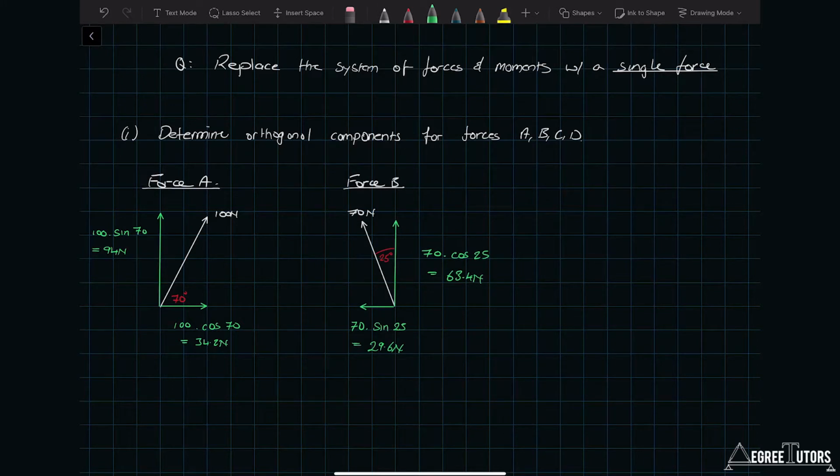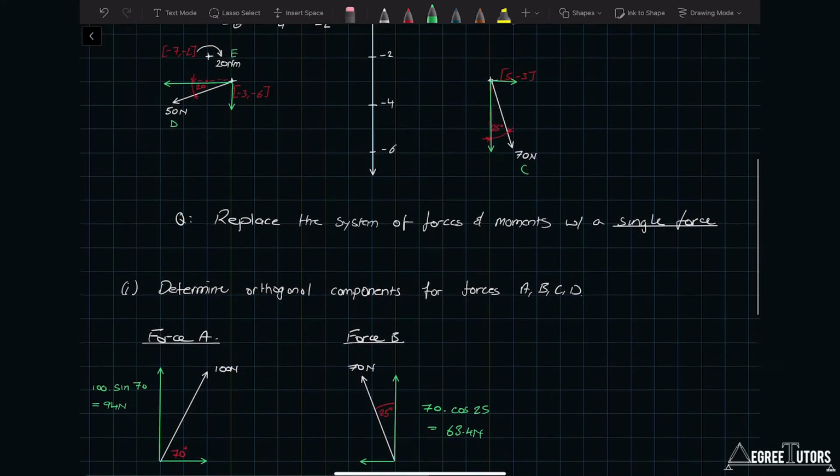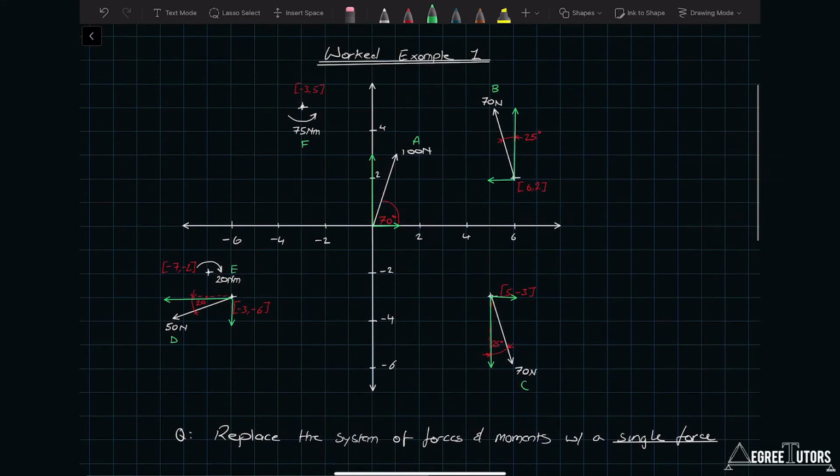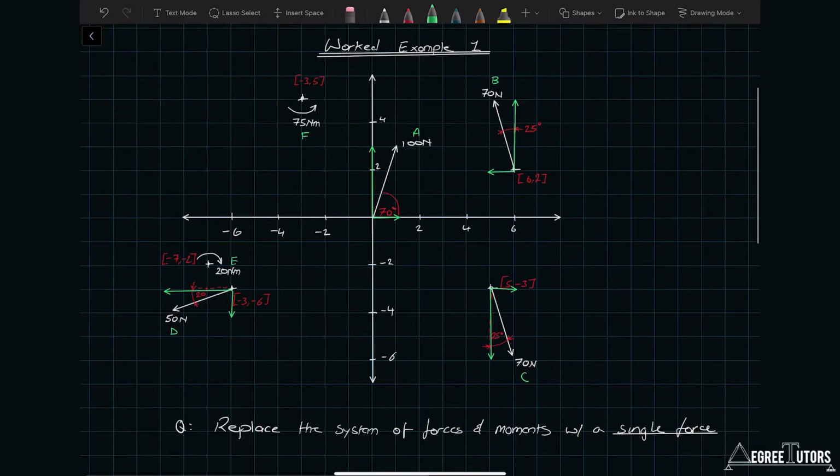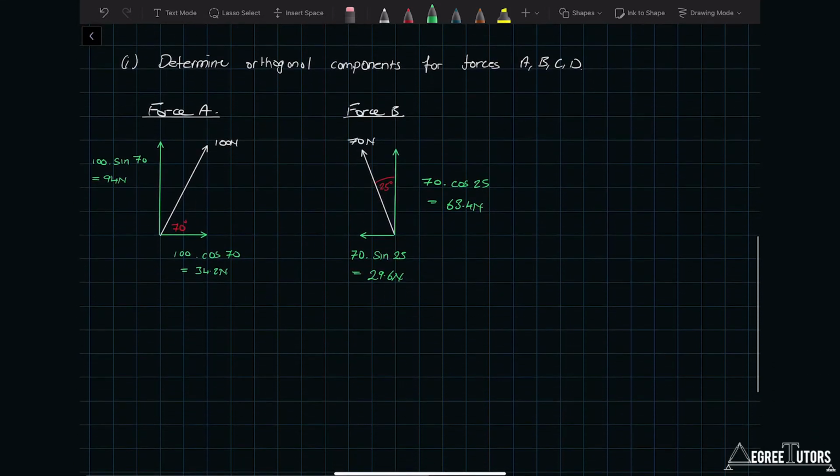The x and y components are 29.6 and 63.4 newtons respectively. And we notice as well that because B and C are a couple, we've obviously worked out the x and y components of C as well. They'll just be equal magnitude and opposite direction to the components for force B. So we can move straight on down and look at force D.